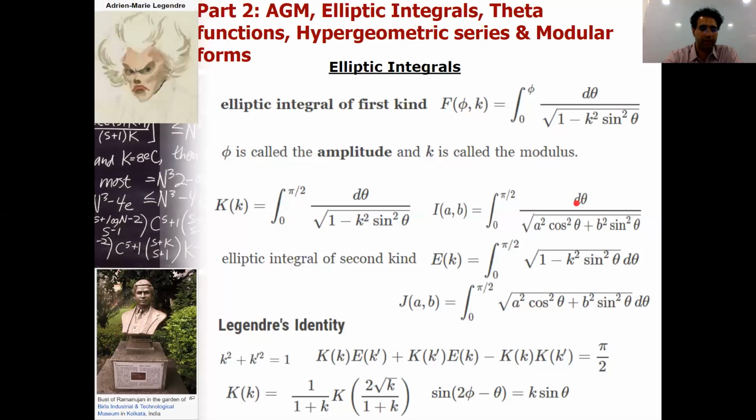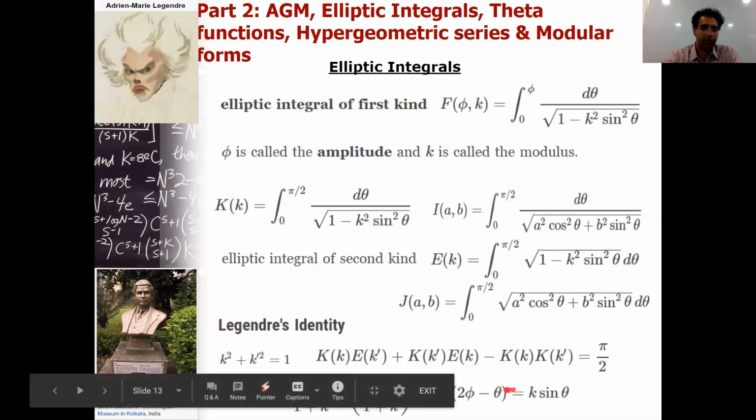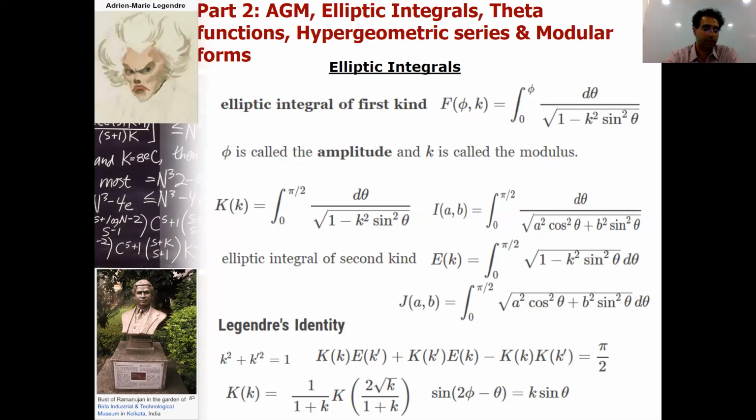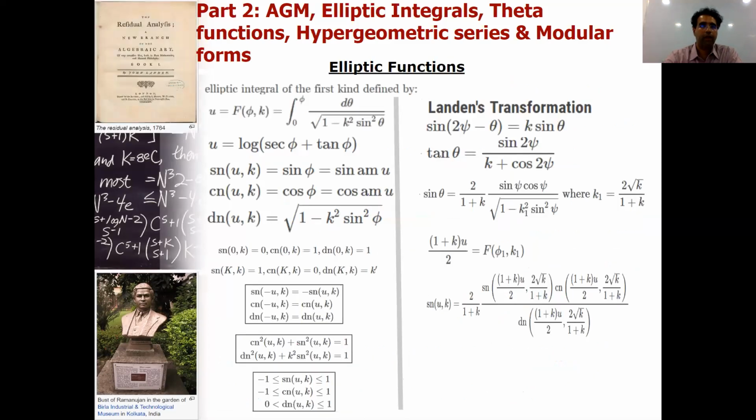Once you have Legendre's identity, there are further things you could do. You could put k sine theta equal to sine of 2 phi minus theta, and then you have another relation expressing the elliptic integral of the first kind, K of k, related to, instead of k as parameter, you put 2 root k by 1 plus k, and then you find them to be equal. And this is for a specific case where sine of 2 phi minus theta equals k sine theta. And then we move on.